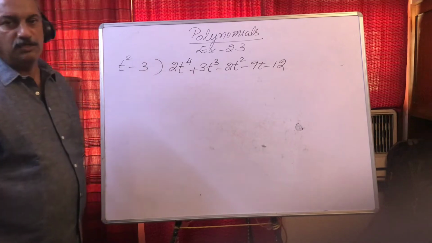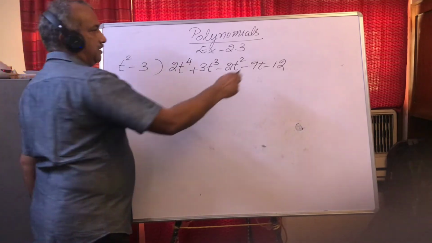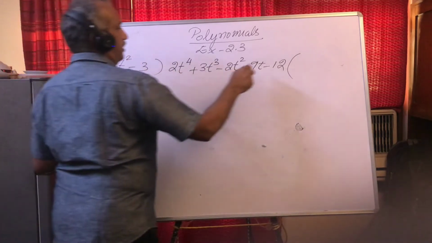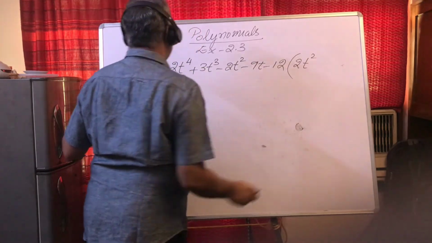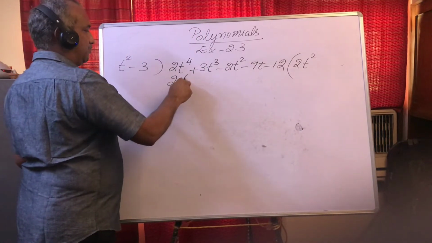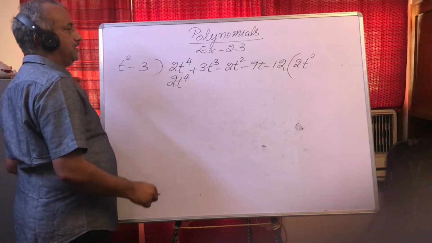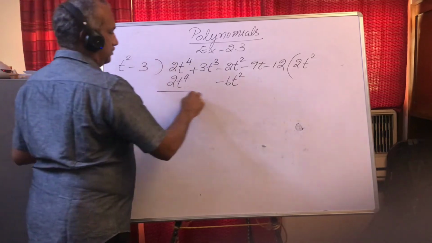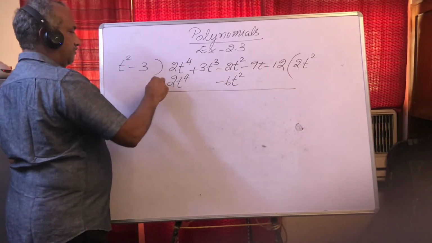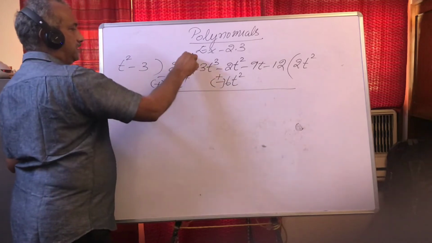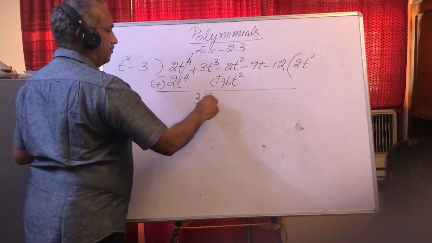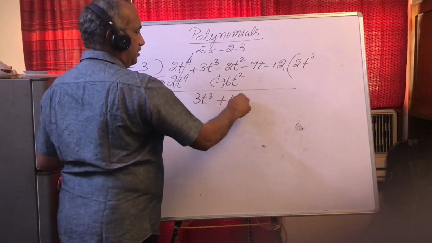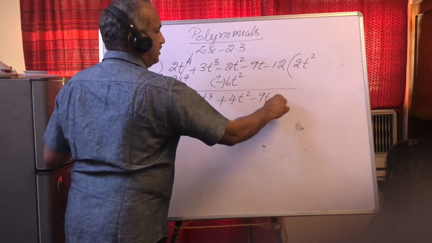If we get remainder 0, we will write yes it is a factor, otherwise we will write no it is not a factor. So 2t raised to 4 upon t square, 2t square. 2t square into t square, 2t raised to 4; 2t square into minus 3, minus 6t square. So change the sign, plus minus minus plus, this is cancelled, 3t cube, then minus 2 plus 6, plus 4t square minus 9t minus 12.